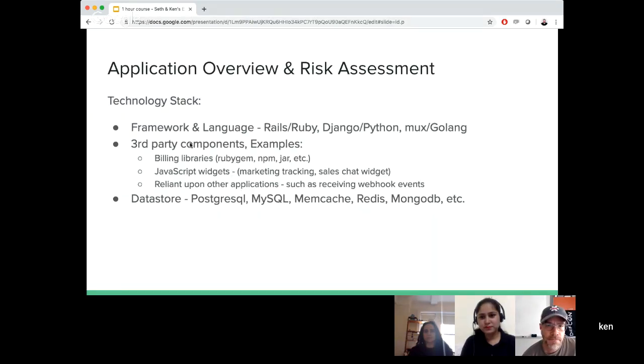As we get into the technology stack, this is where we talked about just a few slides back, about documentation being your friend. You're going to need to know, obviously, what the framework and language are. And this is because there are certain risks that exist in, say, a Ruby on Rails app that might not exist in a Golang app.